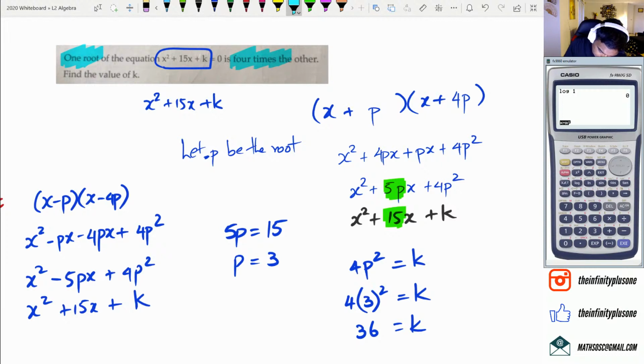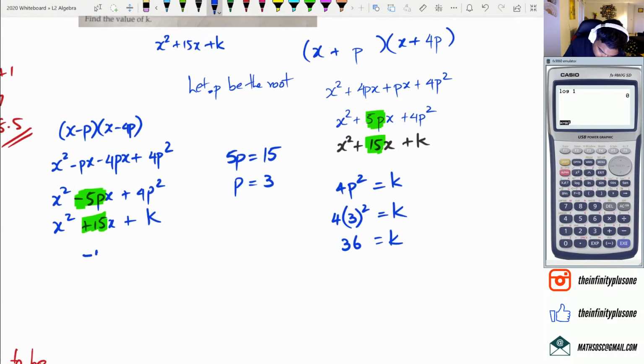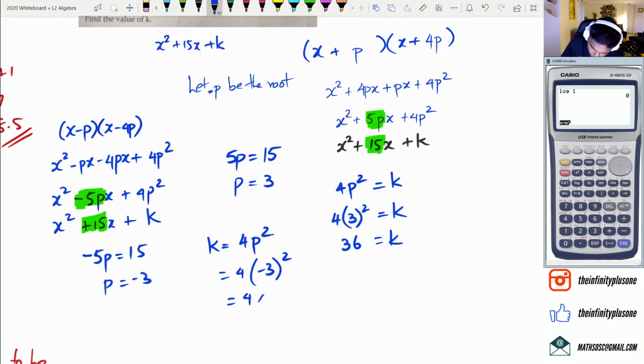The only difference in this case is you're going to get negative 5p equals positive 15. So negative 5p is equal to 15 and p is equal to negative 3. But k equals 4p squared, and we're going to get 4 times negative 3 squared. Negative 3 squared is positive 9, and you're going to end up with 36. So it doesn't matter whether you do it as x minus p or x plus p, you're still going to get the same k value at the end.